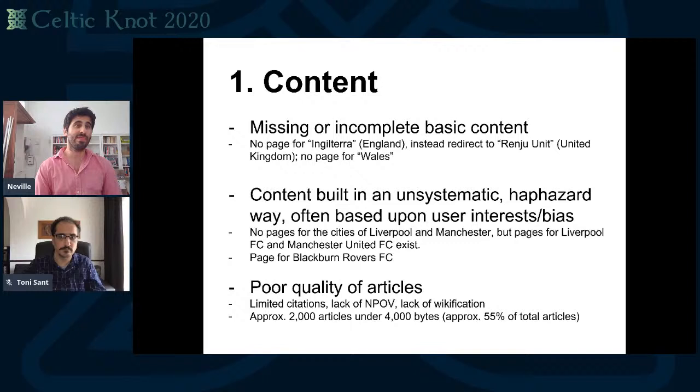And in terms of the articles that do exist, the quality is quite lacking. Many of them lack citations or are written in a tone that is not appropriate. There's a lack of a neutral point of view in many cases. There's a lack of wikification as well. And of the total articles, which I remind you are around 3,500, around 2,000 of them are actually under 4,000 bytes. So that's over half the articles are more or less stubs rather than fully fledged articles.